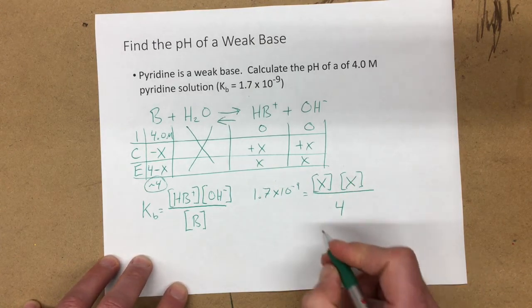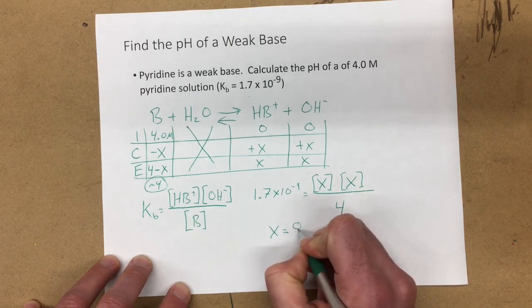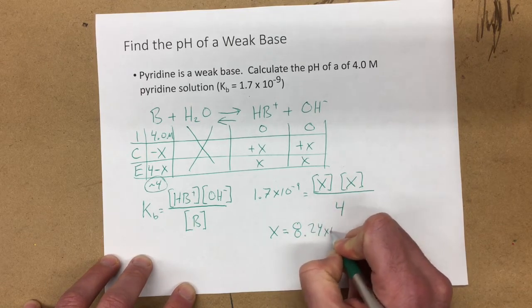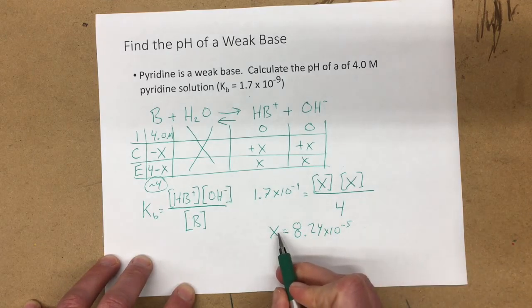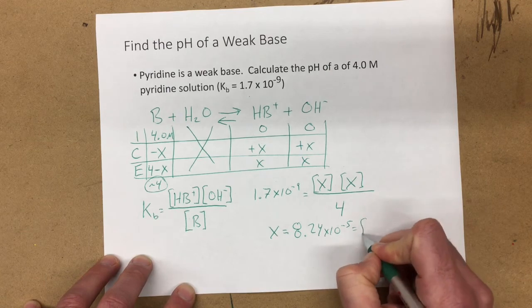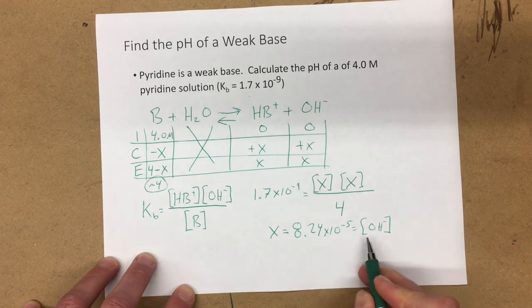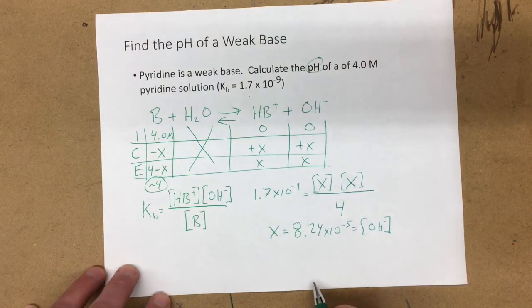It should be pretty easy. And we find that x is equal to 8.24 times 10 to the negative 5. Okay. Important on these questions when you're dealing with a base, remember what x means. Well, x means the concentration of hydroxide.